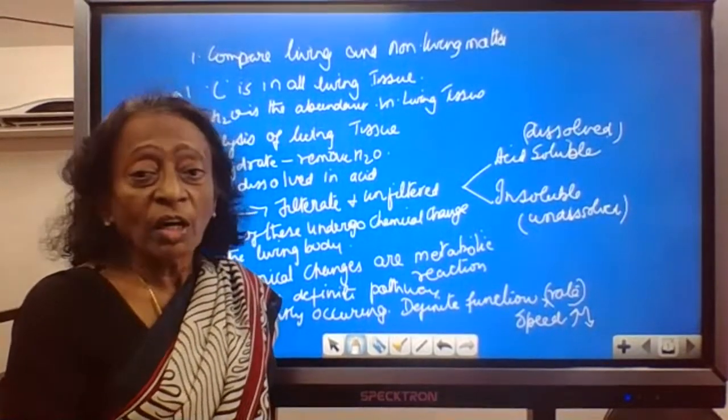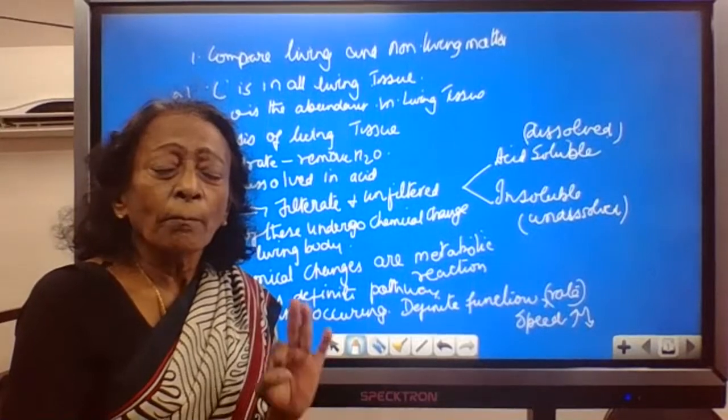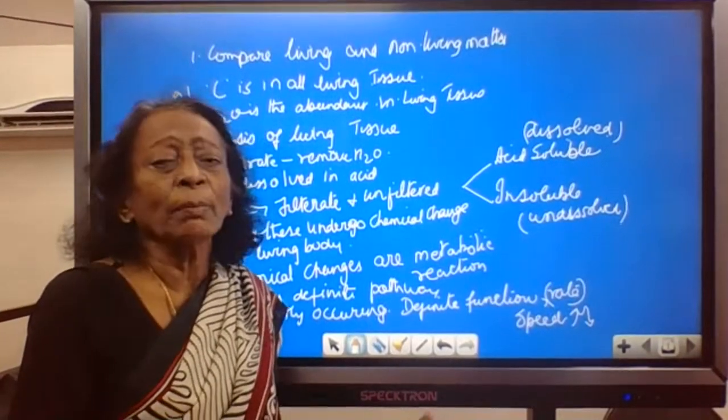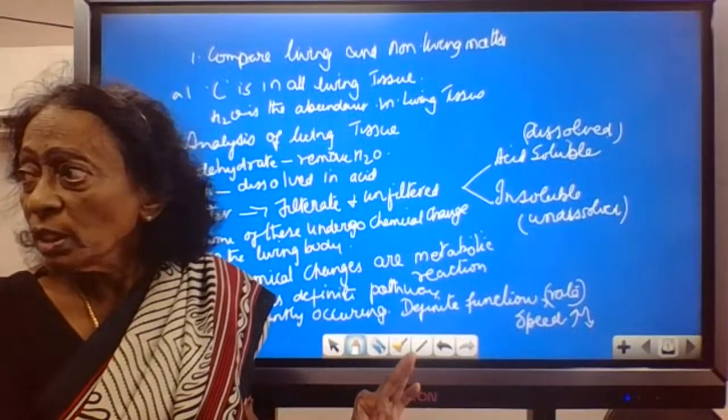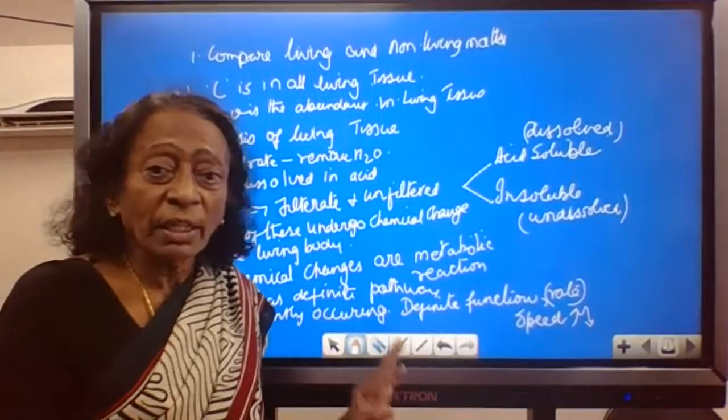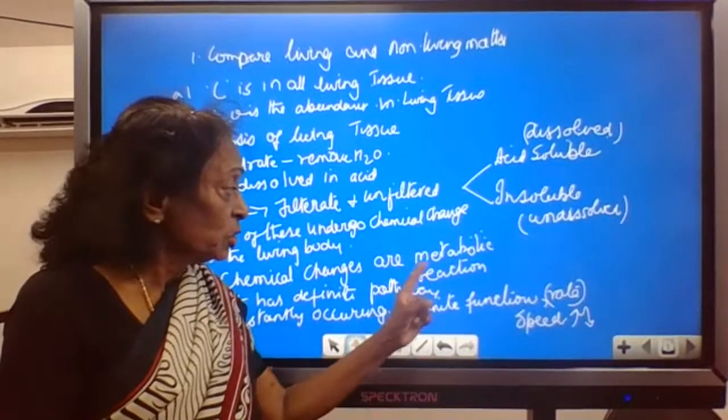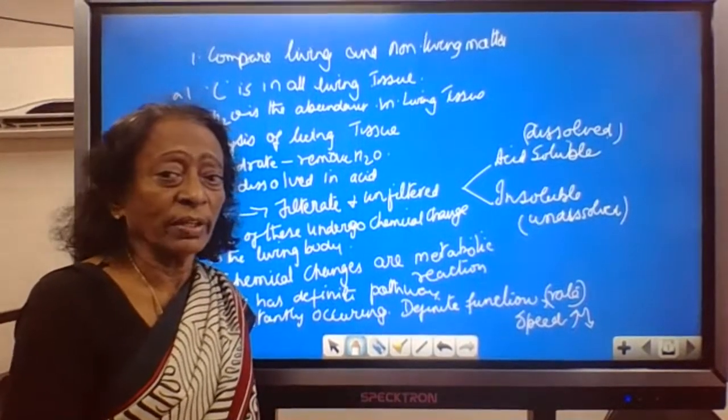Some of them undergo a specific chemical reaction in the body. So these chemical reactions, you call that metabolism or metabolic reaction.